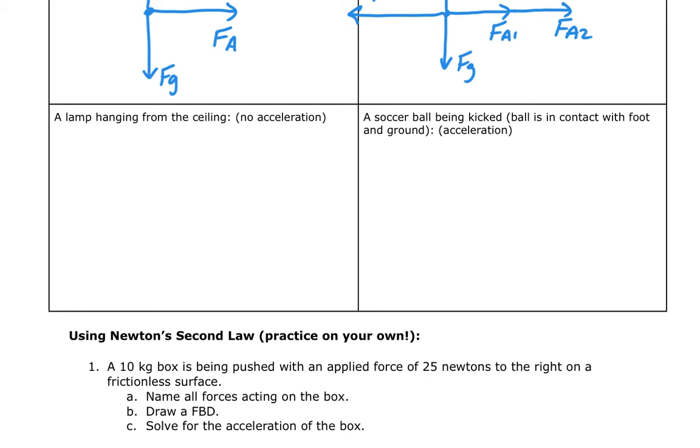Okay, we've got a lamp hanging from the ceiling. No acceleration. So our acceleration is 0, so our net force is 0. So here's the lamp. And even though it's hanging from the ceiling, there's still a force of gravity. But since it's not going anywhere, the lamp is just hanging there, there must be another force in the opposite direction. We don't call this a normal force now because it's hanging from something. Maybe it's a rope or who knows what. We're going to call this a force of tension.